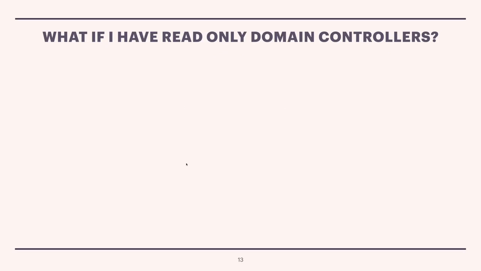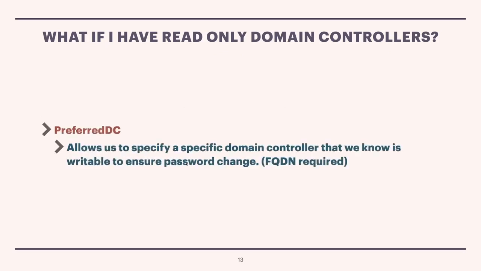In an Active Directory setting, one thing that I've seen happen is a lot of organizations have what's called a read-only domain controller. Well, we have a key called preferred DC. This allows you to specify a specific domain controller that we know is writable so that we can ensure the password change actually happens. I was under the impression that a fully qualified domain name is required. However, I have seen people configure it with the IP address, and I believe that works as well.